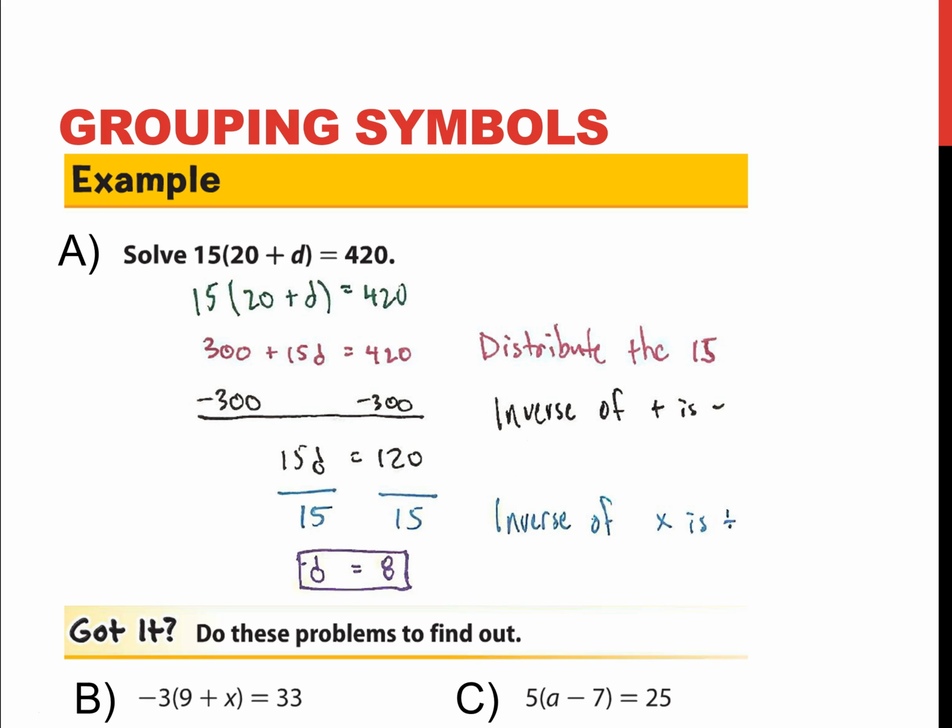Example B is negative 3(9 + x) = 33. Negative 3 times the quantity 9 plus x equals 33. Example C is 5(a - 7) = 25, or 5 times the quantity a minus 7 equals 25. Go ahead and pause the video. I'll be here when you get back.